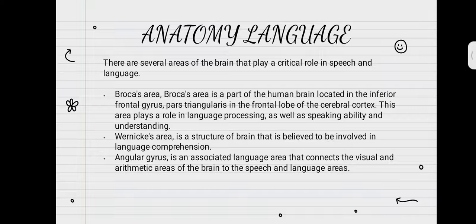The second is Wernicke's area. It is a structure of the brain that is believed to be involved in language comprehension. And the last is angular gyrus. It is an associative language area that connects the visual and arithmetic areas of the brain to the speech and language areas.